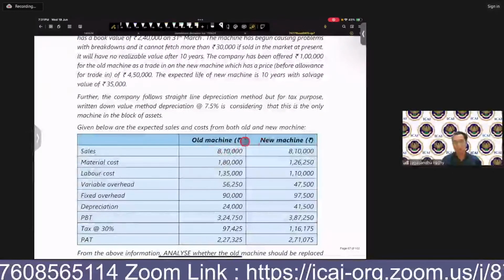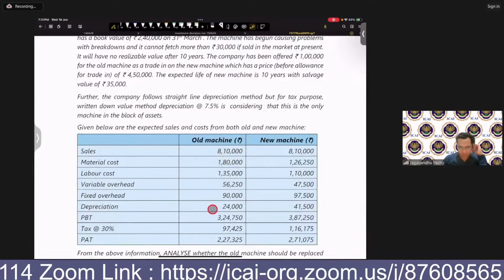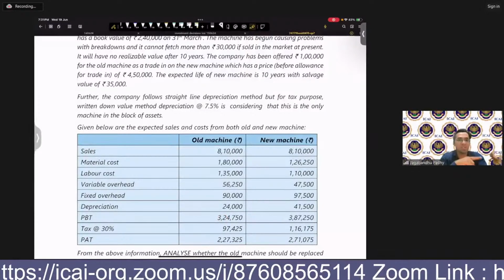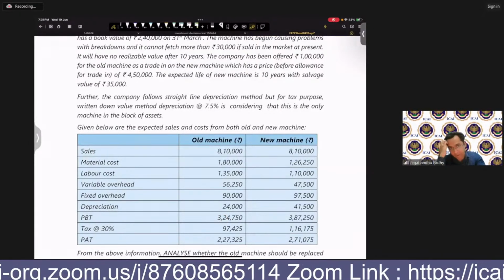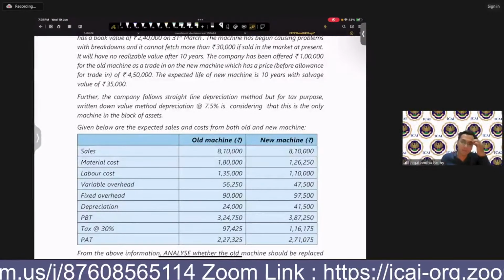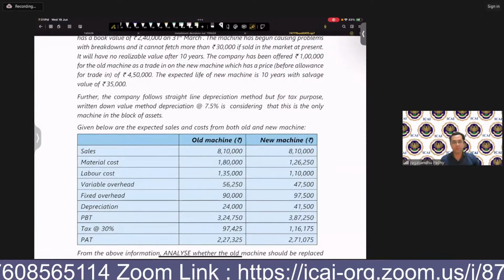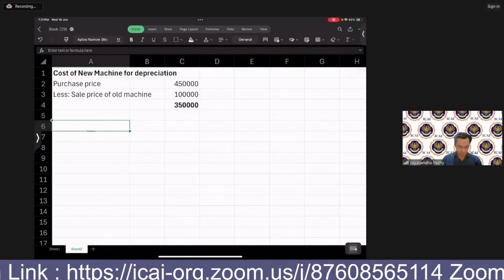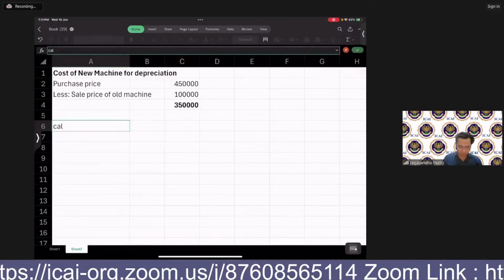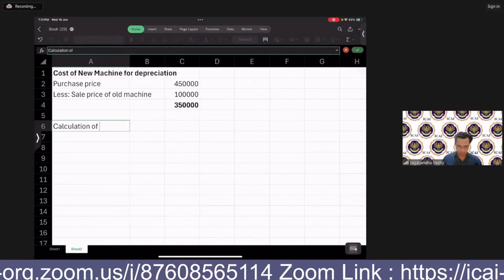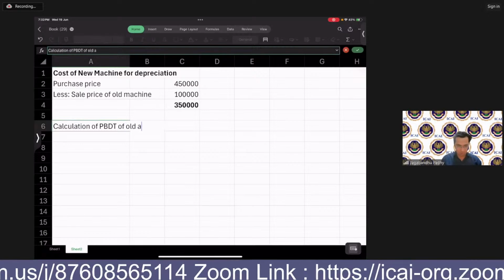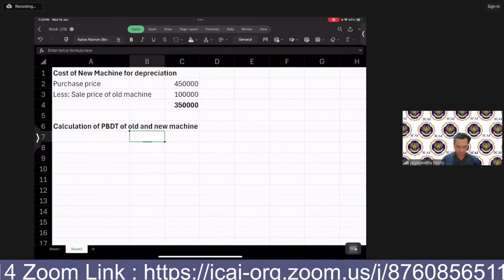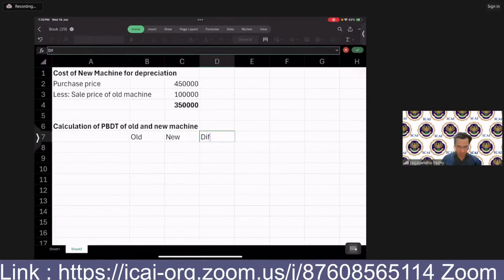In our books for old and new machine, we already have the figures of profit before tax. So we will need the number of profit before depreciation and tax. Remember the principle that we had set while we were looking at how to calculate the cash flow after tax. So we said that our calculation begins from profit before depreciation and tax. So we need to compute the profit before depreciation and tax, right? So we'll say calculation of profit before depreciation and tax of old and new machine, right? So let me just say old machine, new machine, and then we'll look at what is the incremental or the difference.